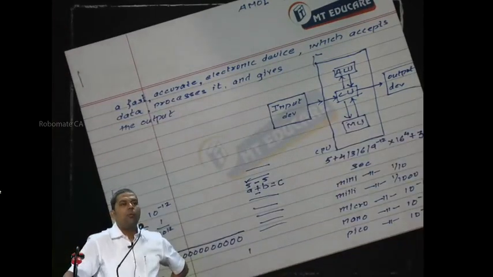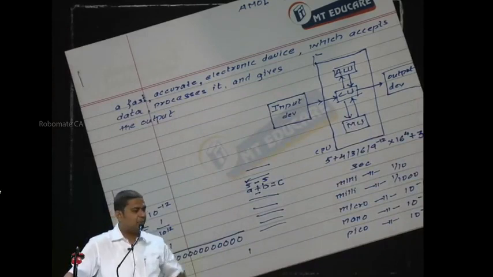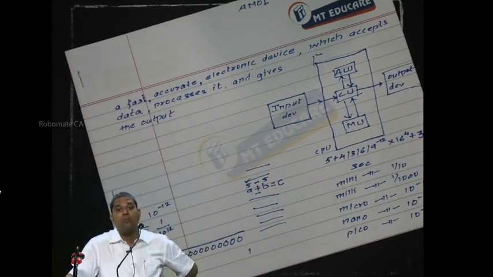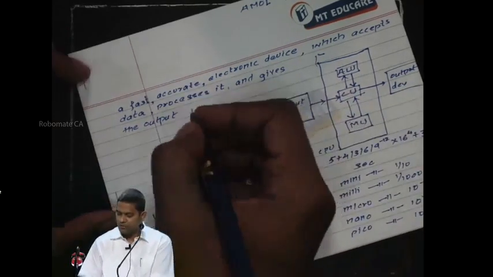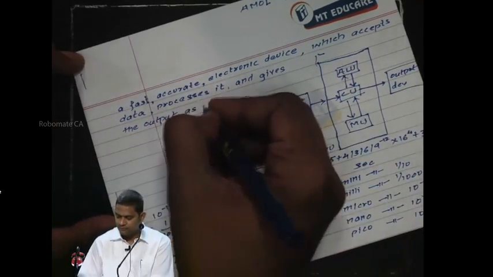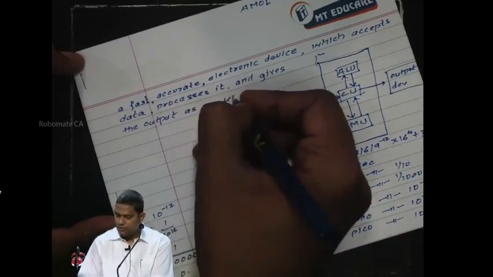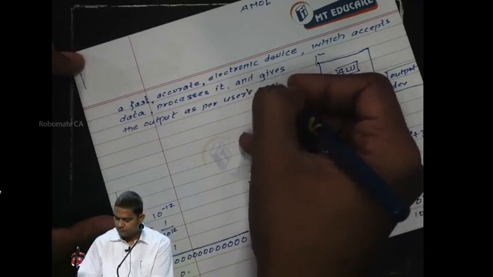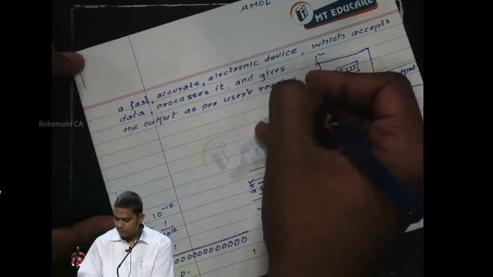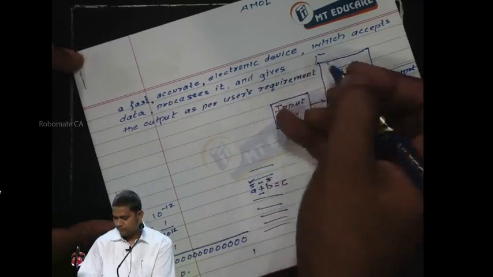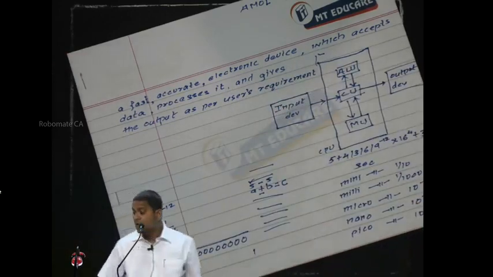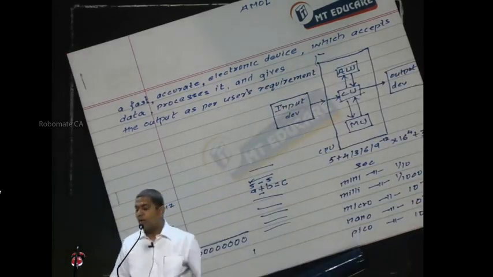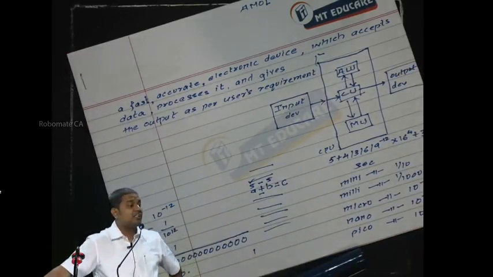What is output? Whatever we give to the computer is input, and whatever the computer gives back to us is output. Everyone knows it. Gives the output as per the user's requirement. Now what exactly do we mean by this user's requirement?